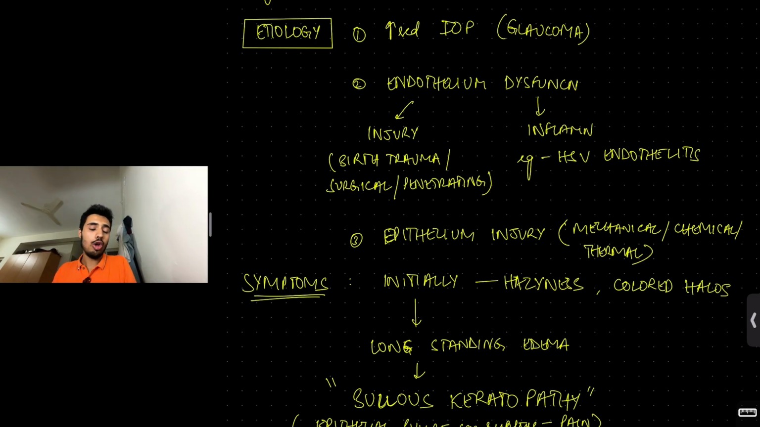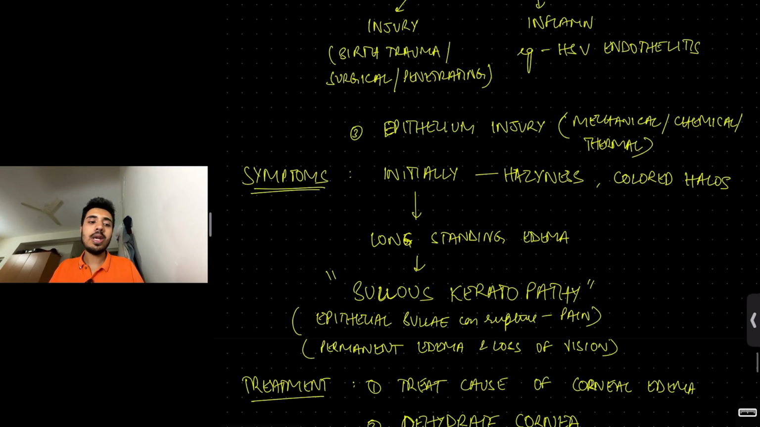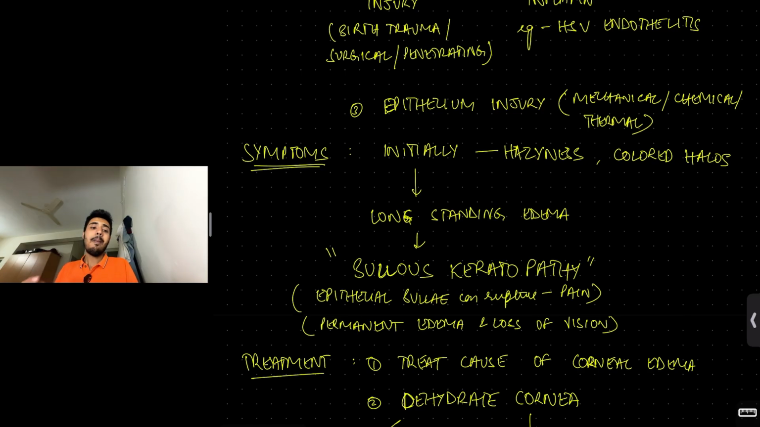That is glaucoma. It could be endothelial dysfunction. Endothelial dysfunction could be because of any endothelial injury, such as birth trauma, surgical trauma, or any penetrating injury, or it could be because of endothelial inflammation, like HSV endothelitis. It could also be because of epithelial injury like mechanical injury, chemical injury, thermal injury, etc. This is the etiology: increased IOP, endothelial defect, and epithelial defect.